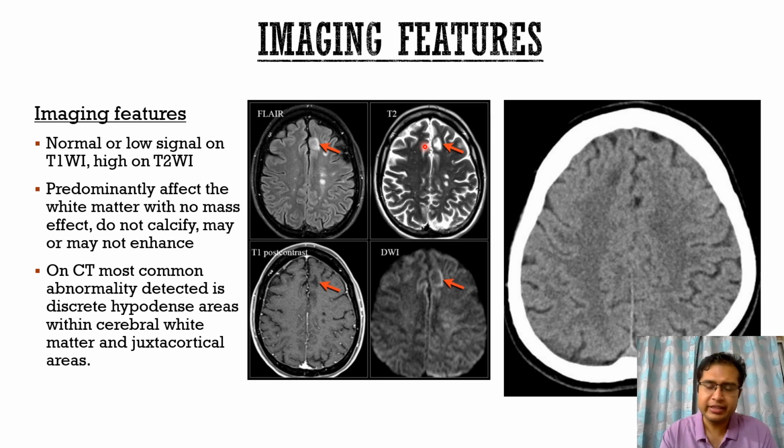They predominantly affect the white matter in the juxtacortical area. The important thing that we have to remember is that a typical demyelinating disorder does not calcify and does not show any significant mass effect. It may or may not enhance depending on whether the lesion is active, and it may or may not show restriction on DWI, again depending on whether the lesion is active or not.